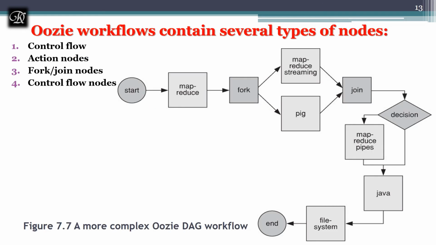A complicated one, where each workflow contains 4 types of nodes. One is a control flow, another is an action node, and another is a fork or join. I just spoke about fork in the previous slide, and the next one is the control flow nodes. So when we start a new process, of course it is going to be forked. You can notice over here it's going to be forked, and after that, it's going to be split.